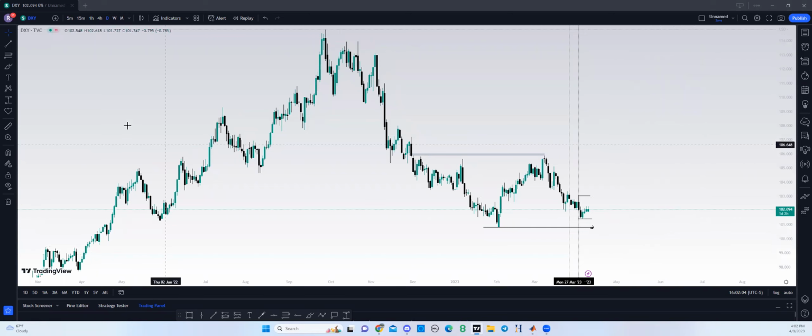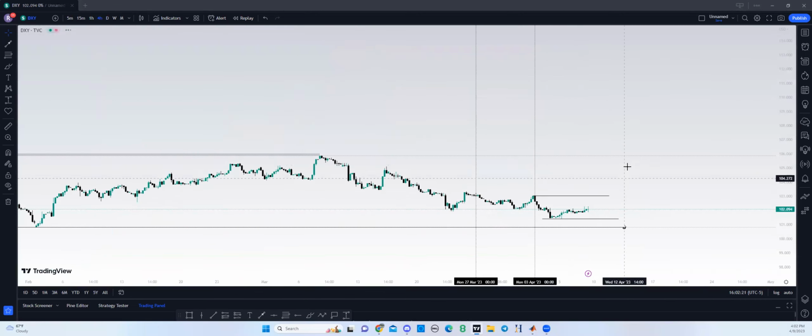So again, we start with the dollar from the daily profile. Again, the dollar is still respecting this fair value gap that was tapped all the way back in the middle of March. I expect us to complete this market maker sell model and take this low out just from looking at the daily profile. Drop down to the 4 hour.